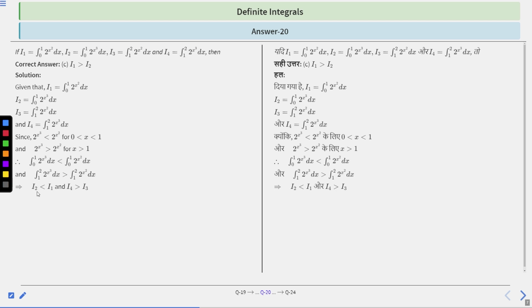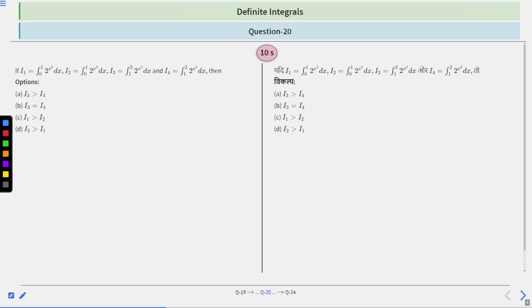Therefore, I2 will be less than I1. See, this one is I2, and this one is I1, right? So I2 is less than I1, and this is basically I4, and this is basically I3, and I4 is greater than I3. Clear? So I think option C is the right choice. I1 is greater than I2. Option C is the right choice. Got it?